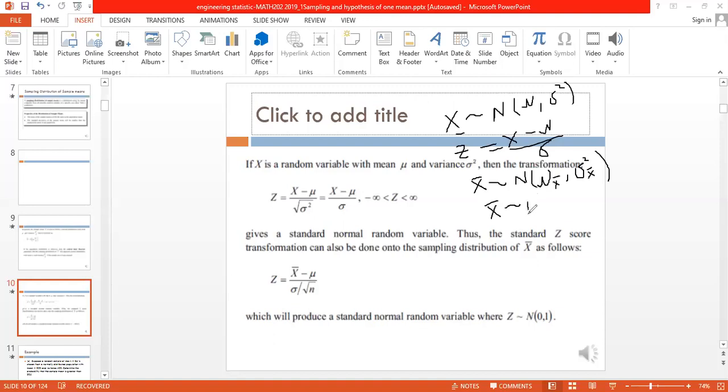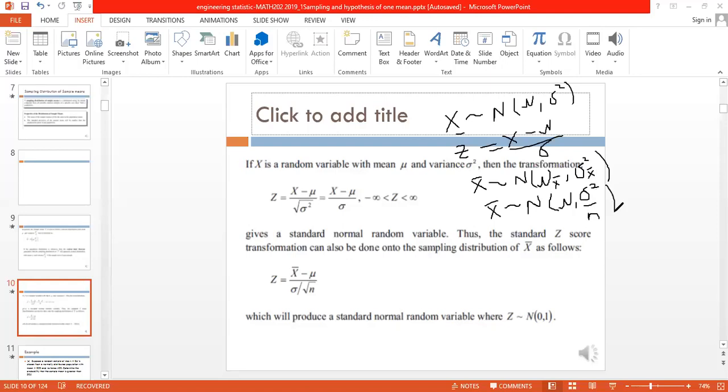We want to apply it. So that is X bar then is also normally distributed with a mean as the mean of the population, because we said the mean of X bar, the sampling mean, is equal to the mean of the population. And we also said that the variance of the sampling mean is equal to the variance of the population divided by the sample size n.